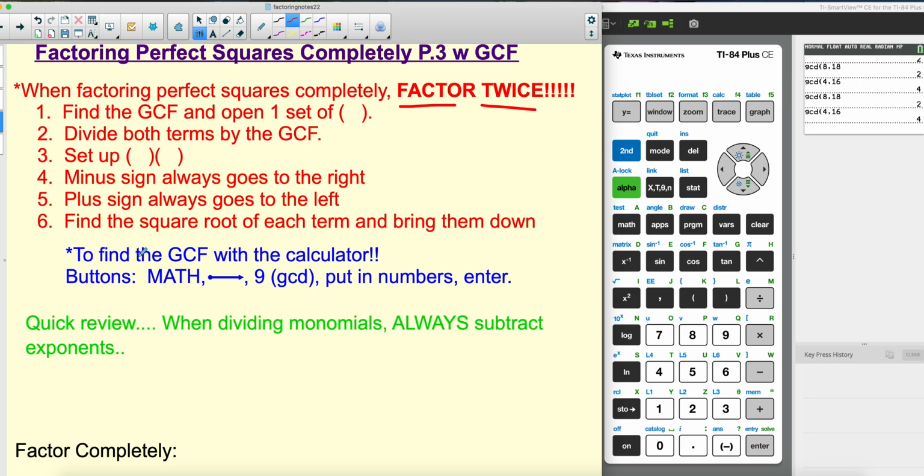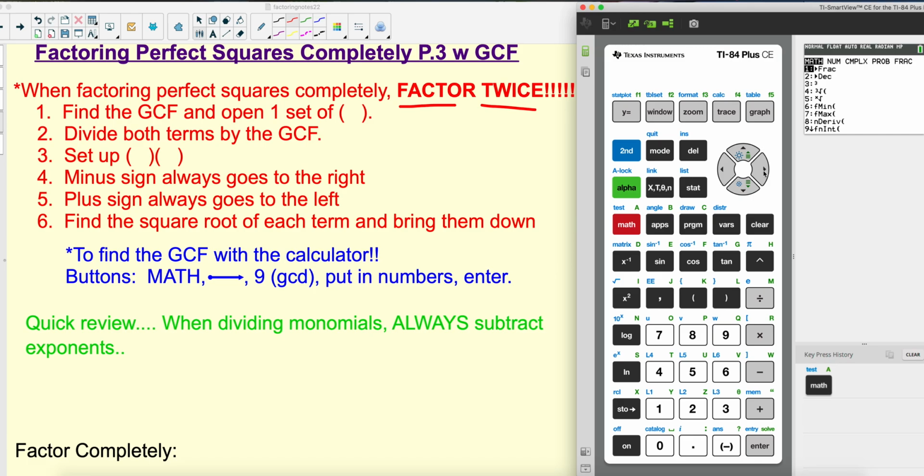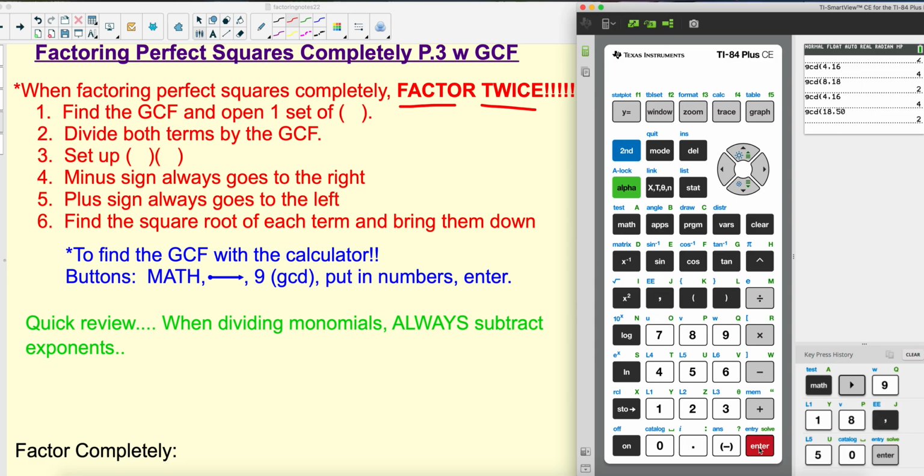Now, like today, we talked about finding the numerical GCF with a calculator, so we'll go over that as well. The buttons are math, hit the right arrow, hit 9, and you put in numbers. So just for a quick review, let's say we wanted the GCF for 18 and 50. Math, right arrow, you hit number 9, notice GCD comes up, and I want the GCF for 18, 50. GCF is 2, all right? So you could always find the numerical GCF with the calculator, guys.